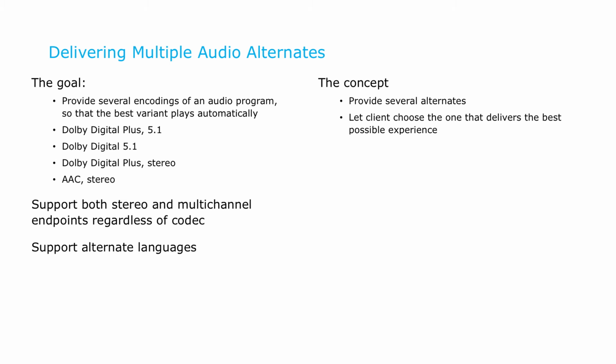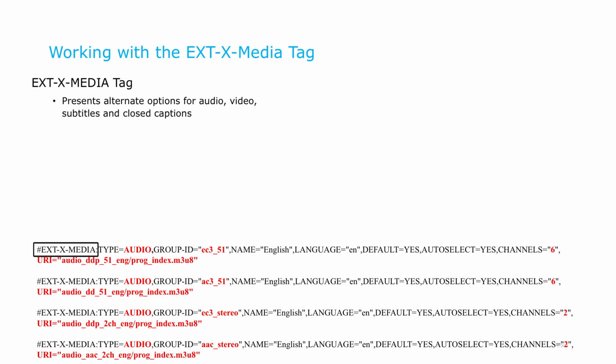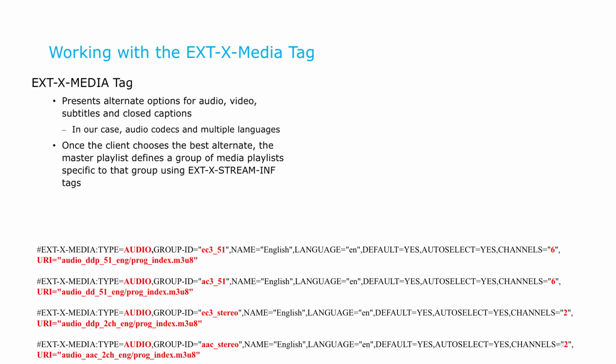The simple concept is to provide several alternates and let the client choose the one that delivers the best possible experience. The mechanism we use to accomplish that is the EXT-X-MEDIA tag. The EXT-X-MEDIA tag tells the client that there are multiple alternates for audio, video, subtitles, or captions. In our case, audio codecs and languages. For each alternate, the master playlist defines a rendition group specific to that alternate using EXT-X-MEDIA tags. You'll see what that looks like in a few slides.